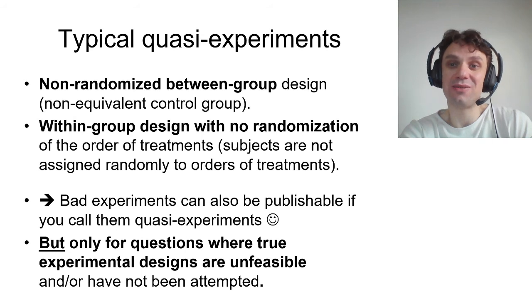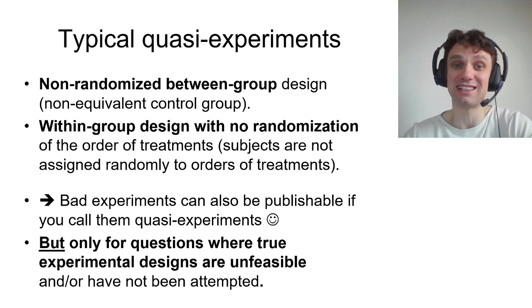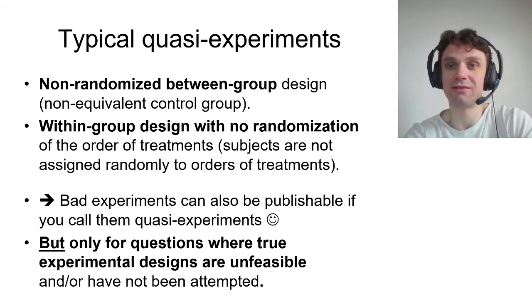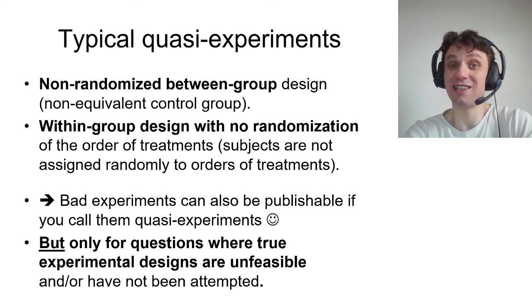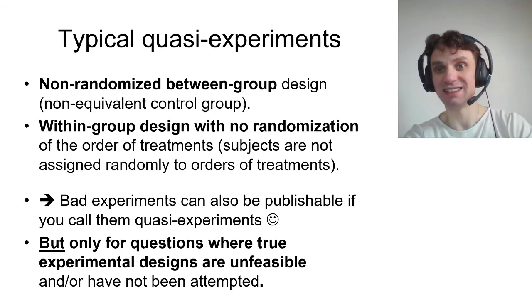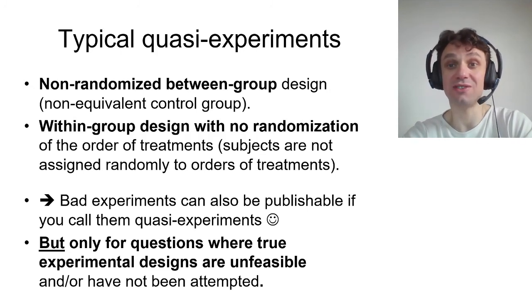There are some typical quasi-experiments in psychology. For example, the non-randomized between-group design, which we have just talked about, where you have two classes at school and you take one of them as an intervention class, another one as a control class. And this is quite common because it is sometimes difficult to form groups randomly. Another common type of quasi-experiment is a within-group design with no randomization, when you have individuals who undergo a series of treatments in a fixed sequence, and you want to compare the effects of those treatments, and you don't control this sequence.